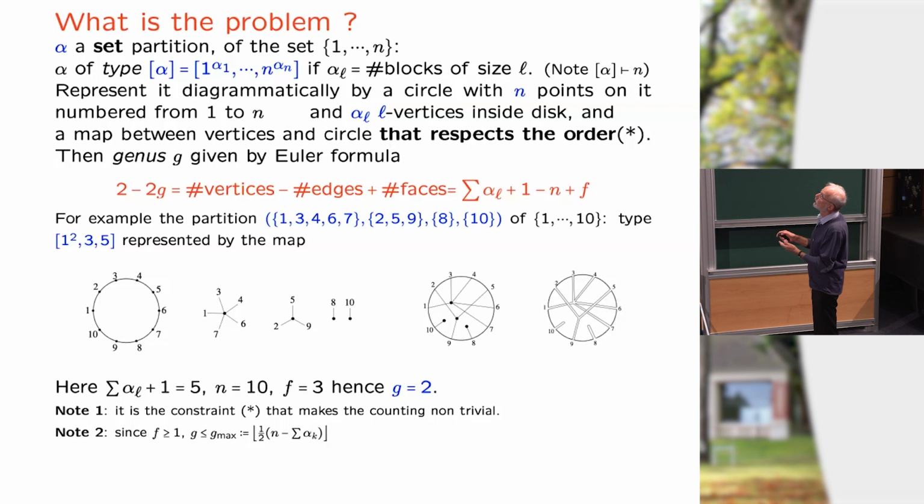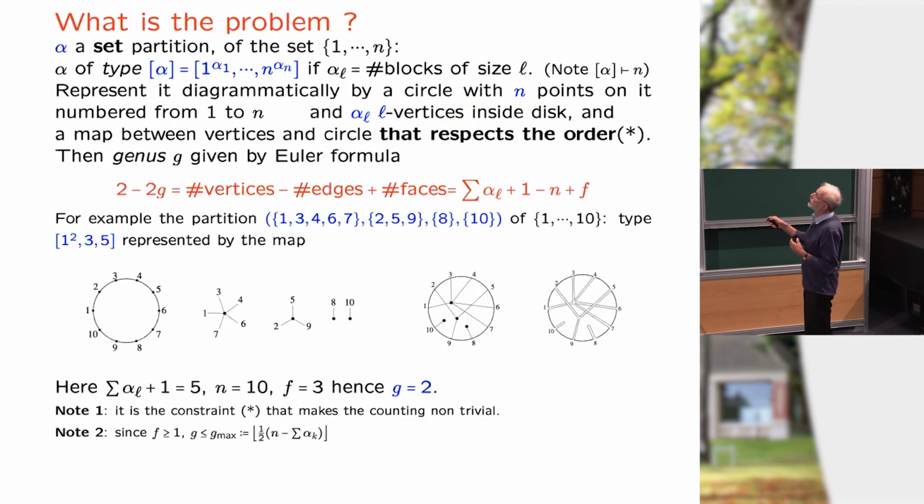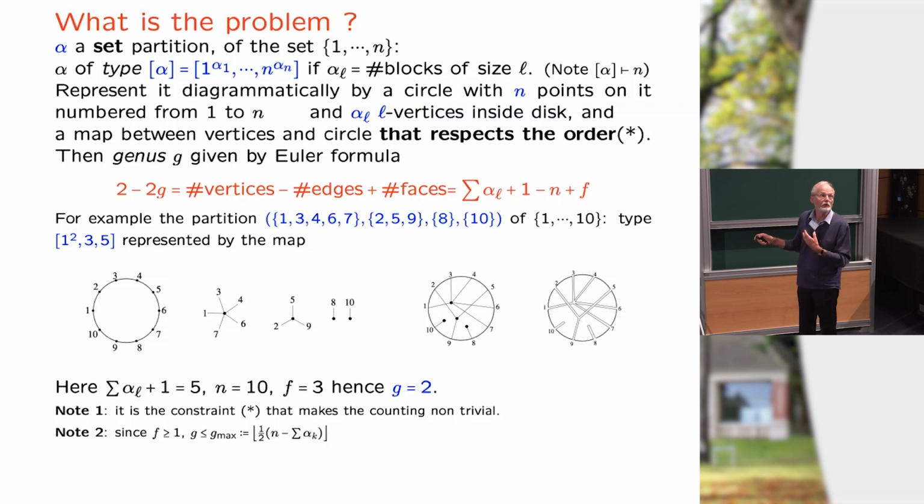Here the number of vertices is clearly the sum of the alphas. There is a +1 because this circle could be contracted to a single point, making an additional vertex if you want to close the thing. The number of edges is clearly equal to n. And finally, there is the number of faces that you have to determine. How do you determine it? It's just a matter of being patient and following the circuits. If you do that in that particular example, you'll find that there are 3 faces.